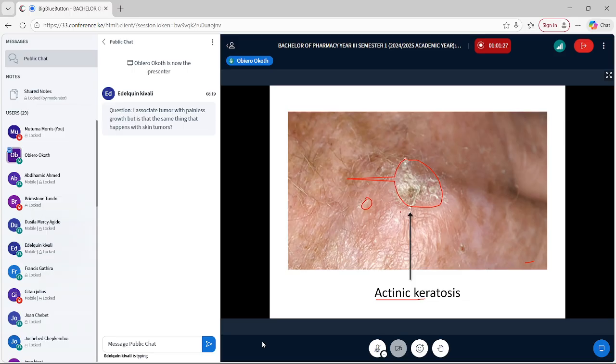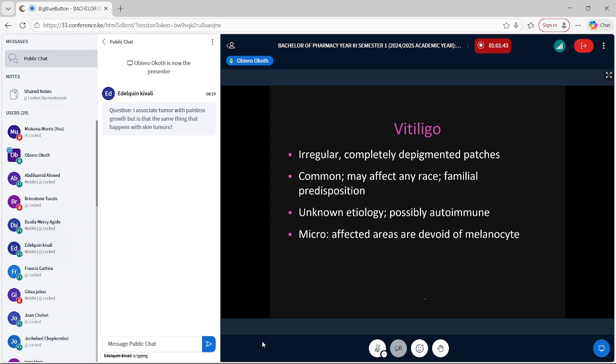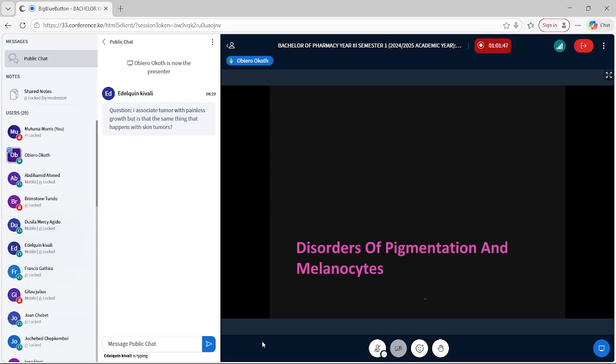Keratosis is excessive keratin and also excessive epidermal thickening. But in this case now there's a dysplasia, so we think this is a premalignant condition. And this was going to lead to squamous cell carcinoma. Before we go to squamous cell carcinoma, let's look at disorders of pigmentation and melanocytes.